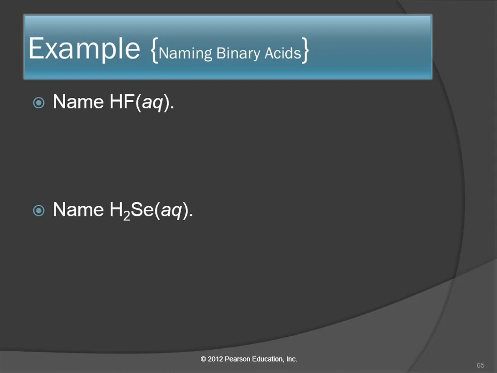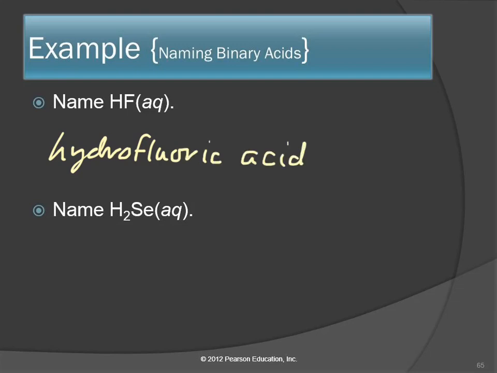So what's the name of HF? Hydrofluoric. Hydrofluoric acid. So notice there's no flour in fluorine. It's UO, not OU. That's a real common misspelling, no flour. It's gluten-free.